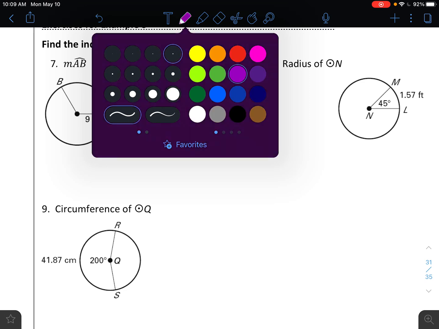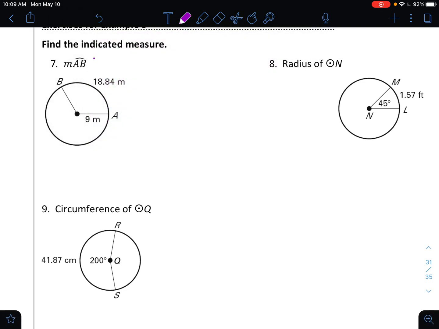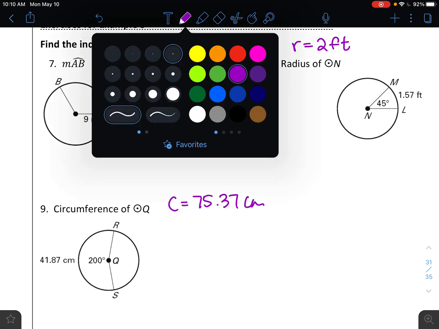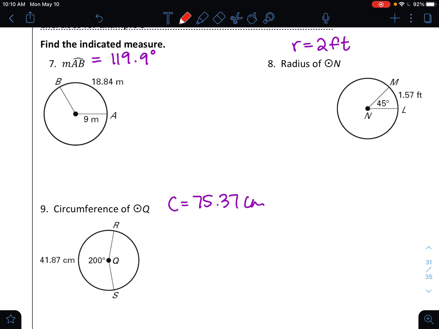Okay, I think I'm going to start with the answers, because that way you can check it and move on if you're fine. So the measure of arc AB is 119.9 degrees for number 7. Number 8, the radius is equal to 2 feet. And for number 9, the circumference, you might have rounded this a little bit differently. You might have said 75.4, that's fine. Okay, but let me go back and set these up here.